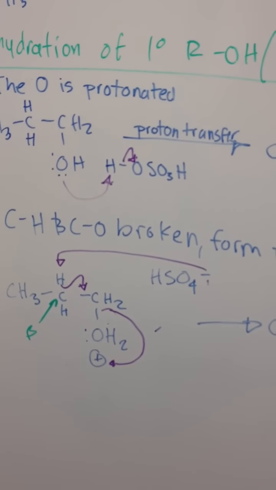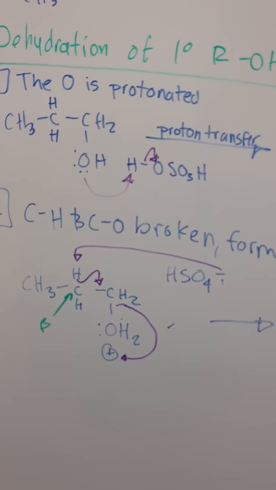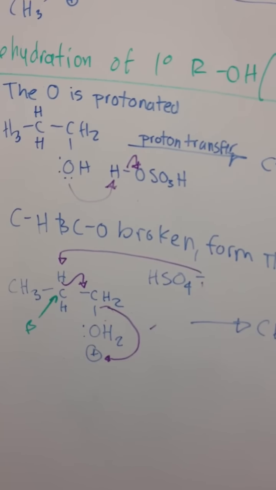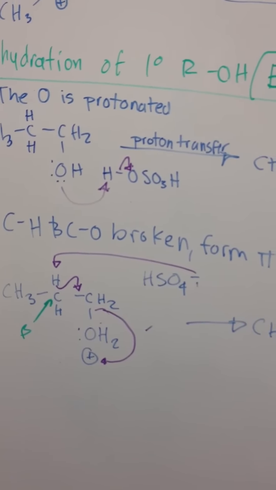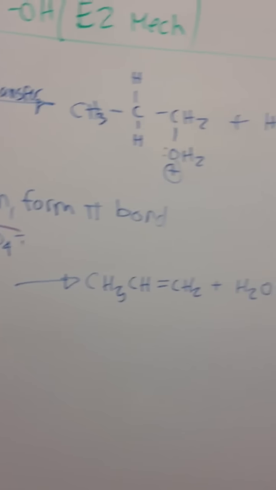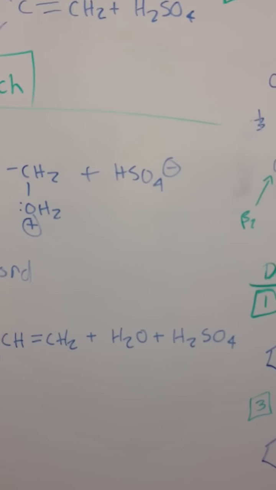The HSO4 minus comes in and steals the hydrogen from the beta carbon, which then donates its carbon-hydrogen electrons to form an alkene between the alpha and beta carbons. By doing this, you then release water, as it is a good leaving group and carbon already has 4 bonds. So then you have your alkene, your water, and your catalyst H2SO4.